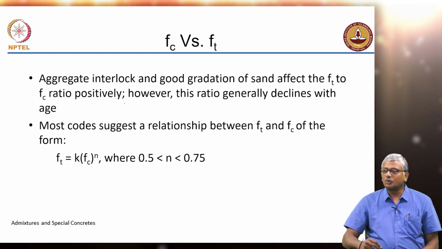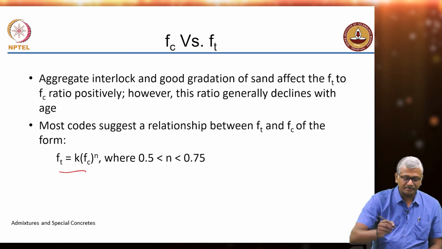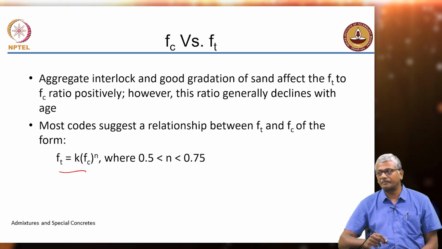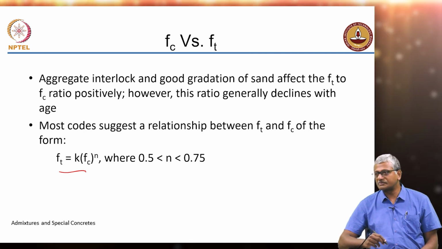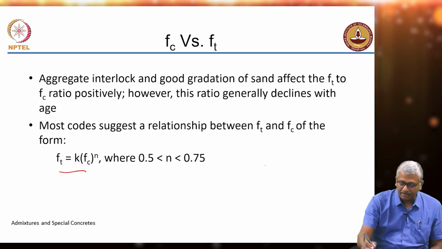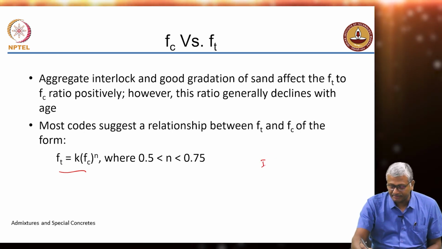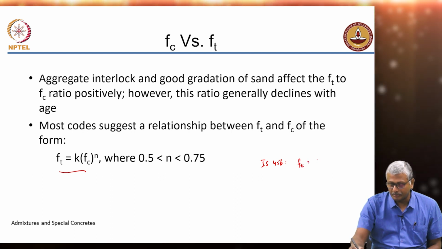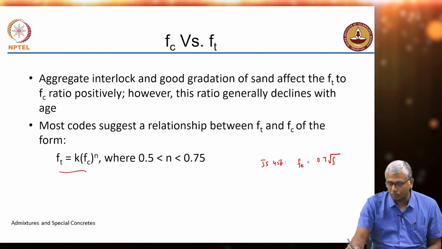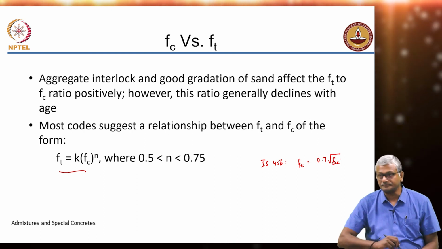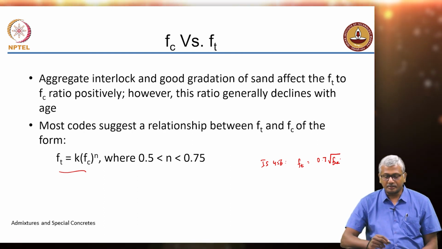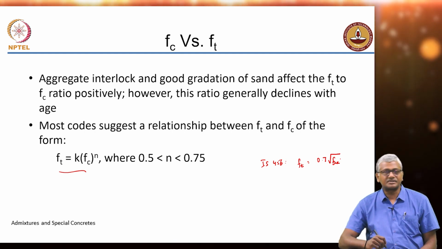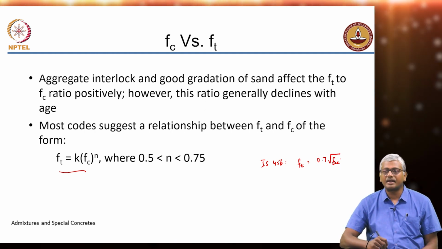So generally, if you look at our codes, they prescribe a relationship like this: Ft, the flexural strength, is some constant multiplied by your compressive strength to the power of n, where typically in, for instance, IS 456, what is the relationship? 0.7 square root of FCK. Okay, now quick question: what is FCK? Characteristic strength of concrete. Why do we call it characteristic strength?